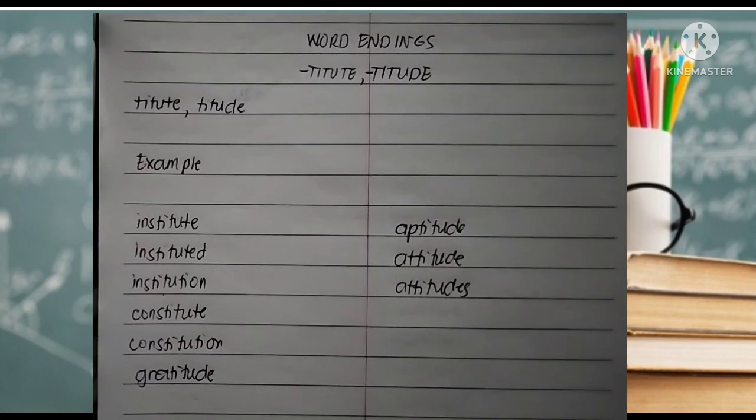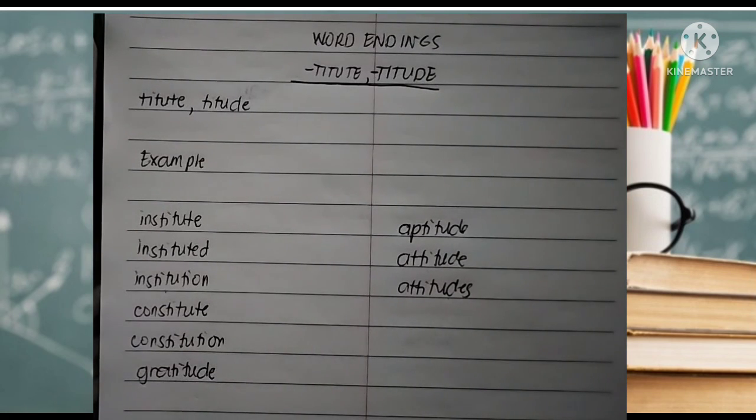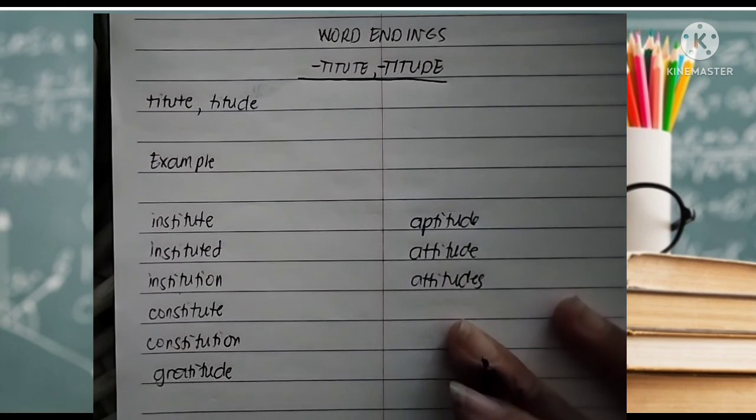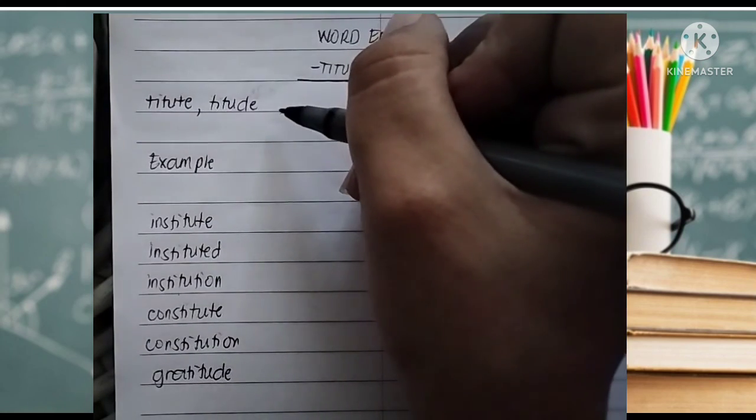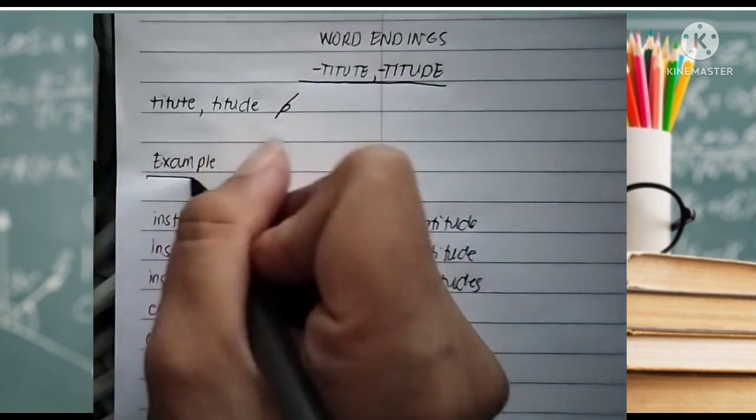Now let's have the last topic of lesson 34, which is the word endings tichot and tichot. The word endings, as in institute and gratitude, are abbreviated by the TET symbol. So the stroke of these word endings is abbreviated by the TET symbol. Let's have an example.